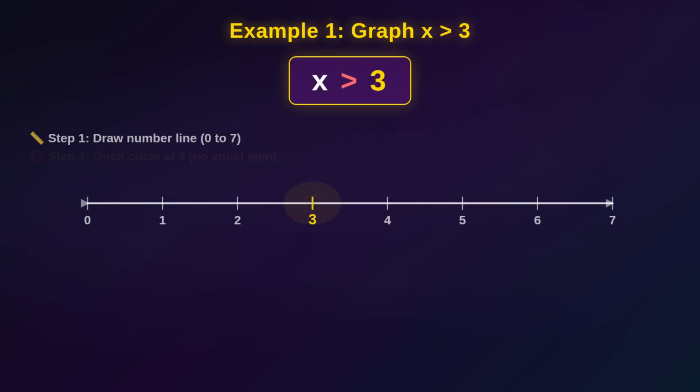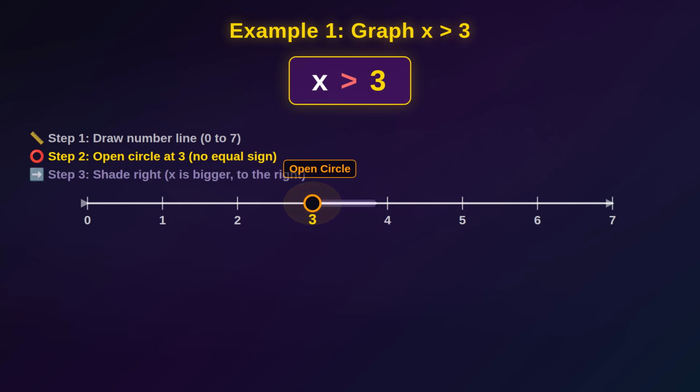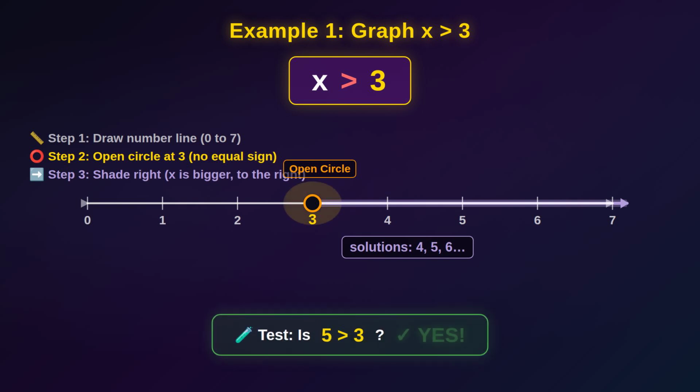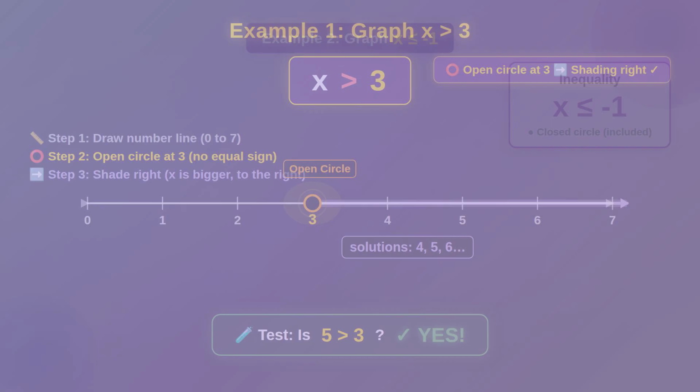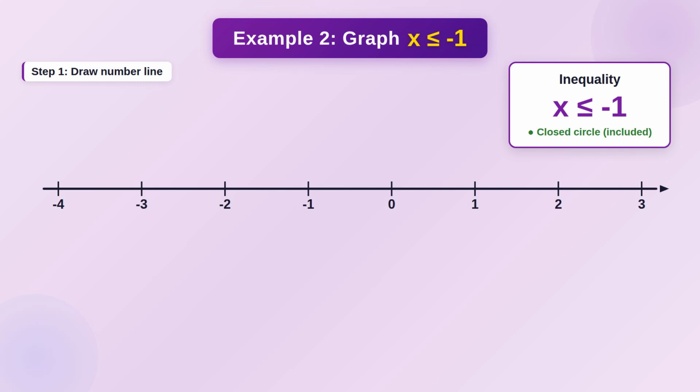Let's practice it now. All right, this is the exact problem Maya had on her homework. x is greater than 3. Let's use her 4 steps. Step 1, we draw a number line from 0 to 7. Step 2, we locate 3 on the number line. Since the symbol is strictly greater than, no equal sign, we place an open circle at 3. Step 3, x is greater than 3, so our solutions are bigger numbers, to the right. We shade right with an arrow. Step 4, test a number. Let's try 5. Is 5 greater than 3? Yes, our graph is correct. Open circle at 3, shading right.